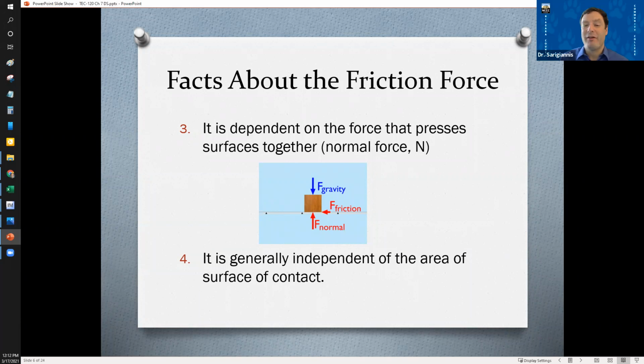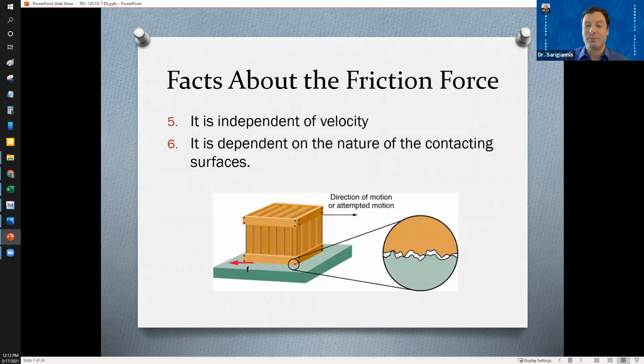Generally, it's independent of the area of the surface of contact. So the friction itself is usually given as a coefficient, and we'll look at this in some detail here. It's also independent of velocity. Again, in all the problems we're dealing with here, we're simplifying it. We're not worried about any velocity dependence.